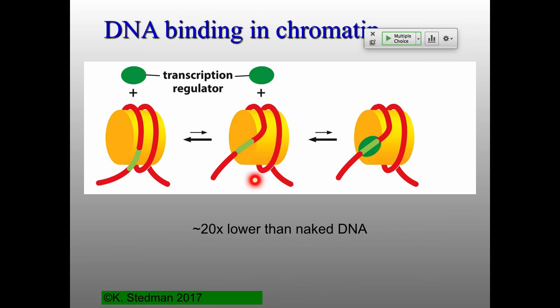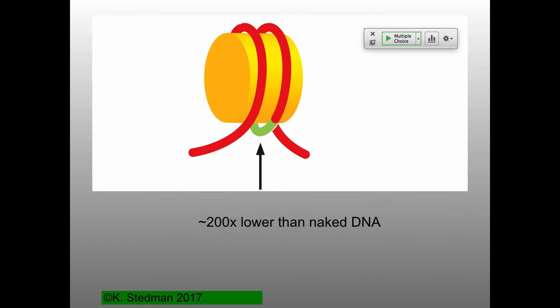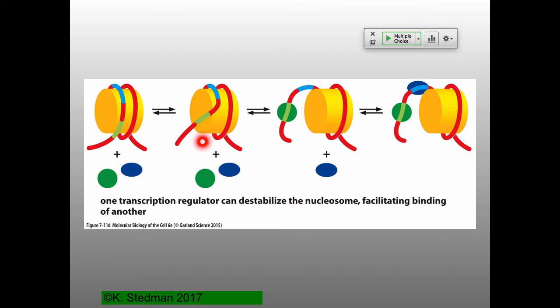Once you have DNA binding here by a specific DNA binding protein, the nucleosome is a relatively nonspecific set of DNA binding proteins, the binding of the first can also help binding of the second. Basically, you started to pull off the DNA from your nucleosome, and once you've started to pull it off, then a second site is going to be a lot easier to interact with.